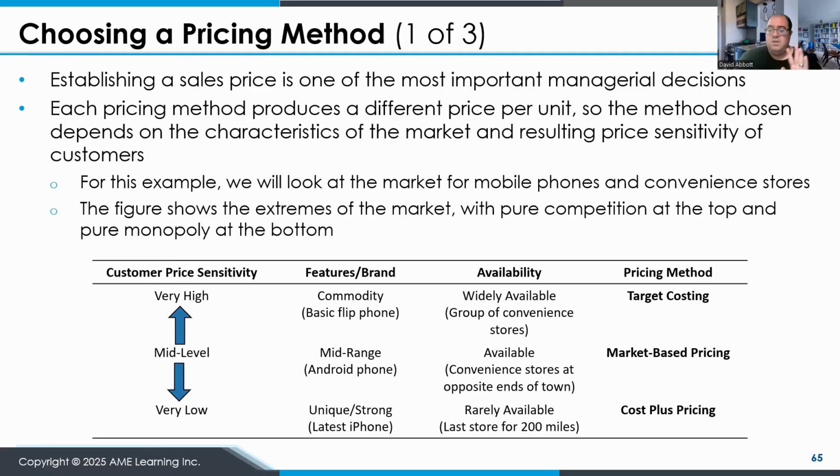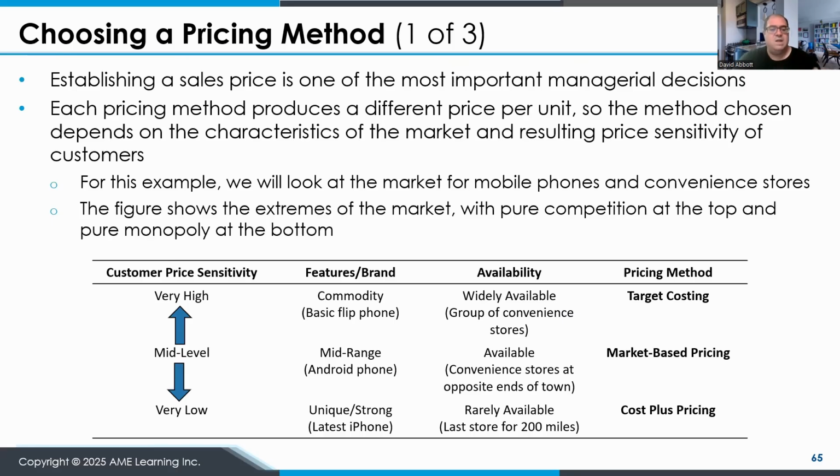You're looking at it, saying okay, I have to make this much money. It's going to cost this much to produce, and you can work that out. Now, for a mid-range phone, maybe more of an Android type phone, that's one where you're going to look at market-based pricing, and maybe they're available at a convenience store on the nicer portion of town, on the other side of the track, so to speak.